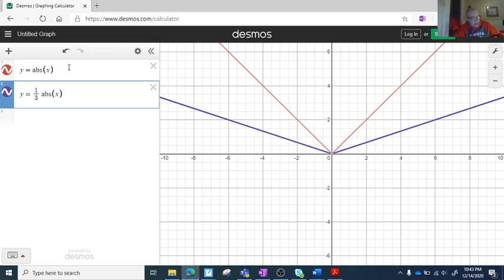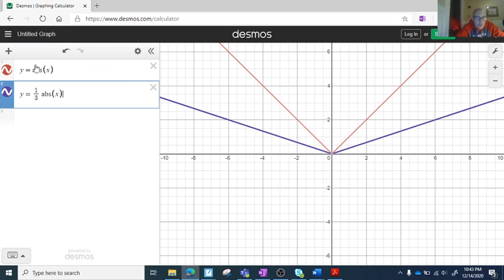And what happens now is, when I go over 1, like I was before, now I'm only going up 1/3 of what I used to, which originally was 1. So that has the effect of making the graph, or the V shape in this case, open wider.